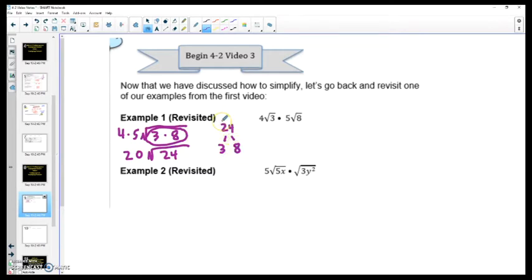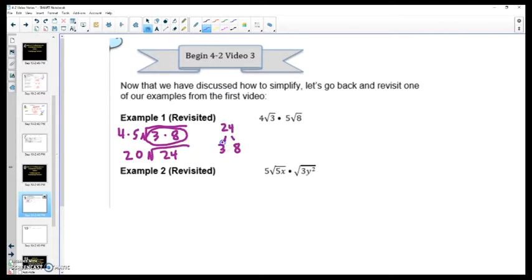Now this might not seem like a big deal with a small number like 24. It's pretty easy to figure out numbers that multiply together to give you 24. But when we get into some of the bigger numbers, it's going to be harder to find the factors, and this will give you 2 factors that you know for sure will multiply to give you that radicand. So let's go ahead and continue on.